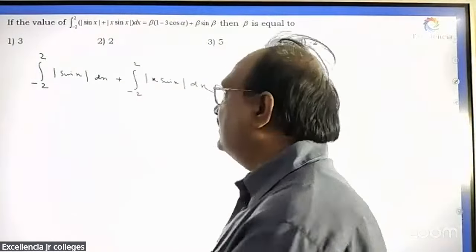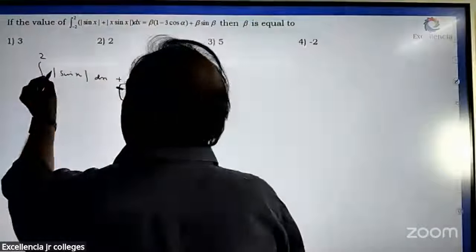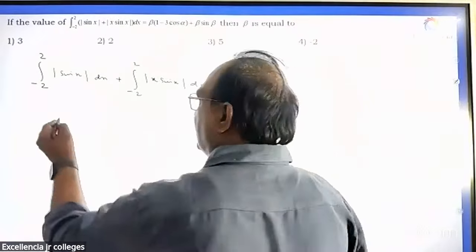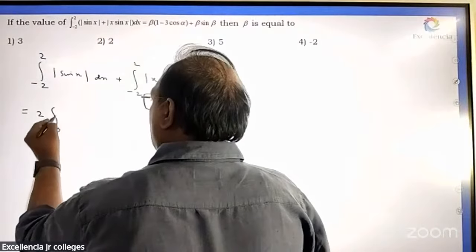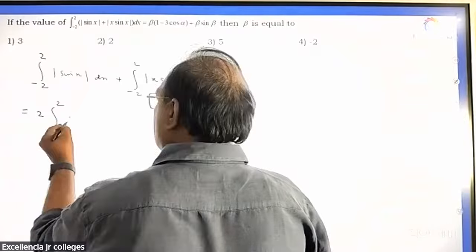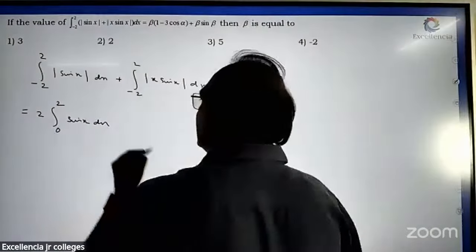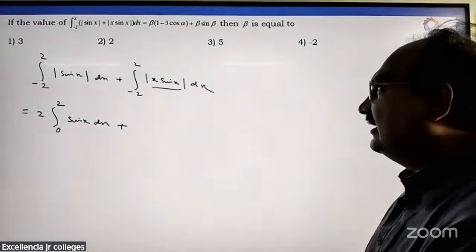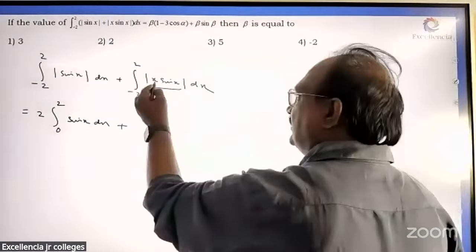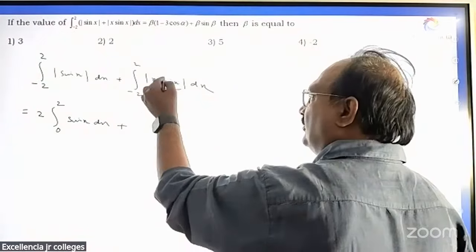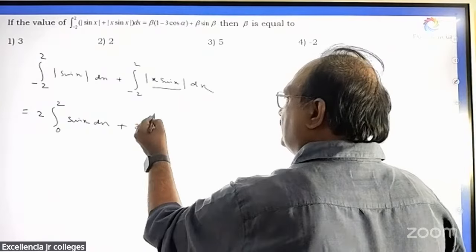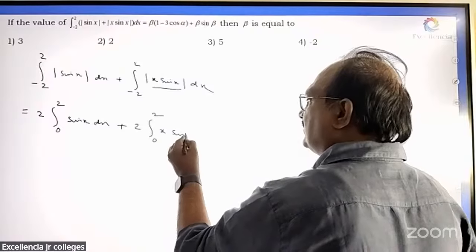Listen, when f of a minus x is equal to f of x, because it is a modulus function, I can write this directly as 2 times integral from 0 to 2. Modulus of sin x is nothing but sin x, plus this also I can write as x into sin x. When you put minus x in the place of x, you get back the same thing. So I can write this as 2 into integral from 0 to 2 of x sin x dx.